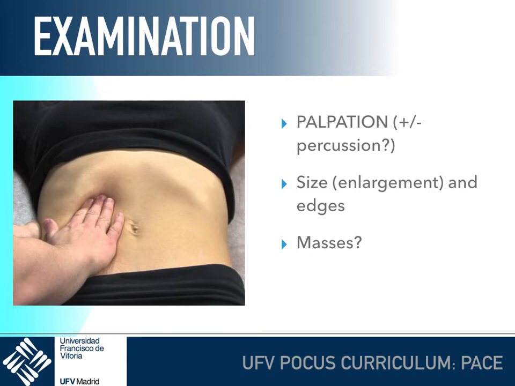The classical way to examine the liver is through palpation plus or minus percussion, and we are assessing mainly the size, so we can assess the enlargement of the liver, and we are assessing the edges. Our classical examination includes the detection of masses, but it can be really difficult and challenging.